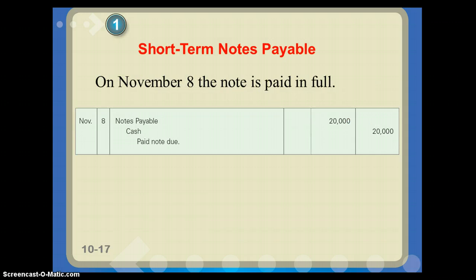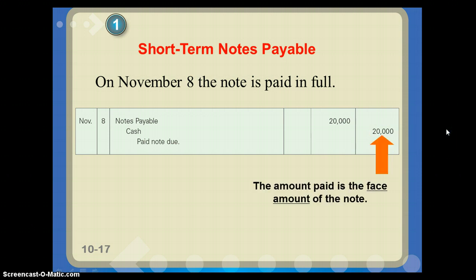On November 8th, the note is paid in full. So when we pay the notes payable, we pay the face value, and we credit cash because we get rid of cash. The amount paid is the face amount on the note when you're talking about discounts. So discounts are done almost backwards of what you normally do with interest.